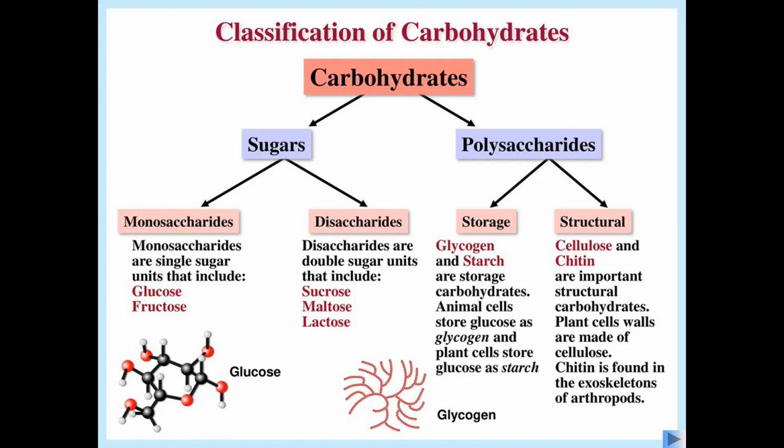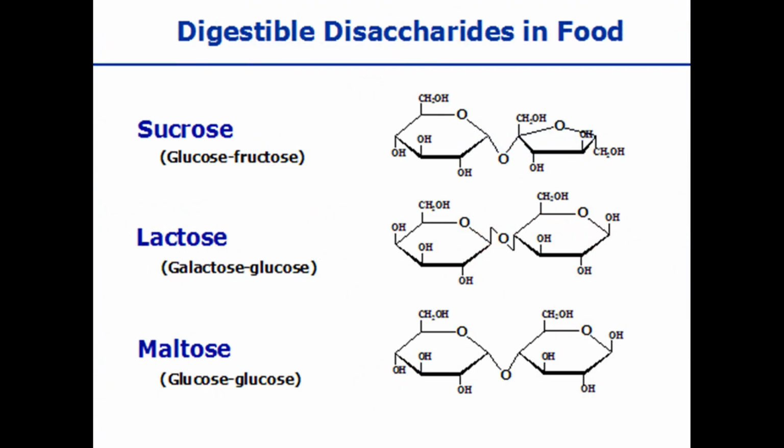Disaccharides are formed by the condensation of two monosaccharides. A condensation reaction between two monosaccharides forms a glycosidic bond. Maltose is a disaccharide formed by condensation of two glucose molecules. Sucrose is a disaccharide formed by condensation of a glucose molecule and a fructose molecule. Lactose is a disaccharide formed by condensation of a glucose molecule and a galactose molecule.